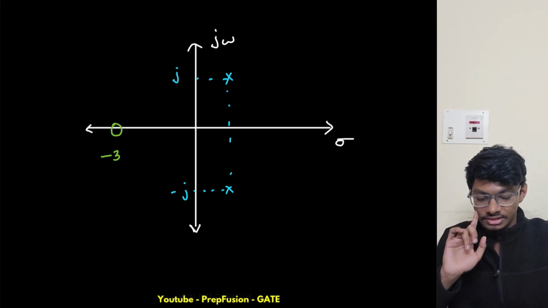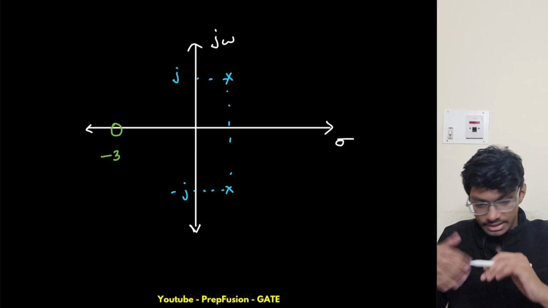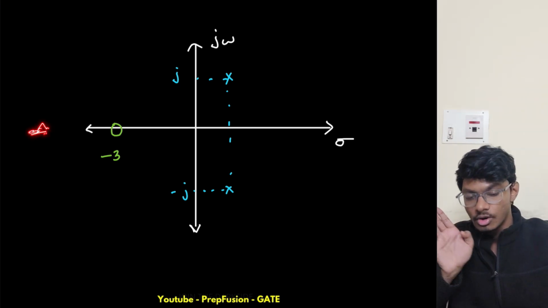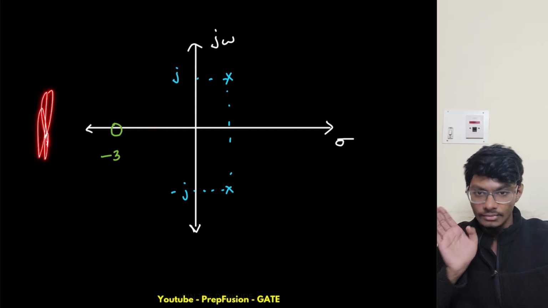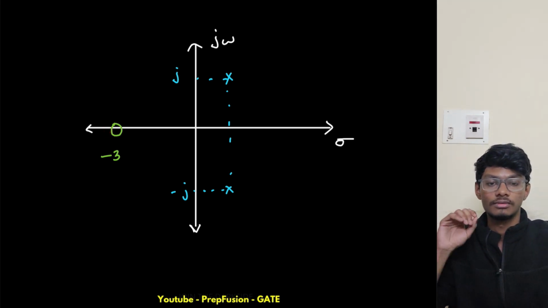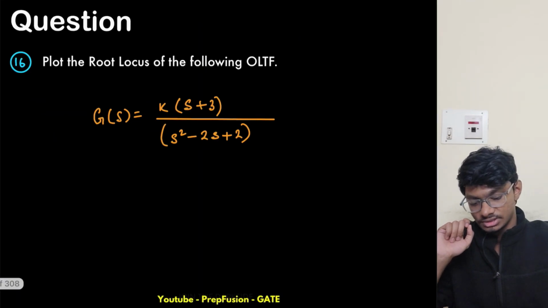So my test point can't lie over here. That is my second step. My test point can't lie here, because I would always have an odd number of zeros or poles on the right hand side of my test point, which is not the rule for my complementary root locus, as you can see.